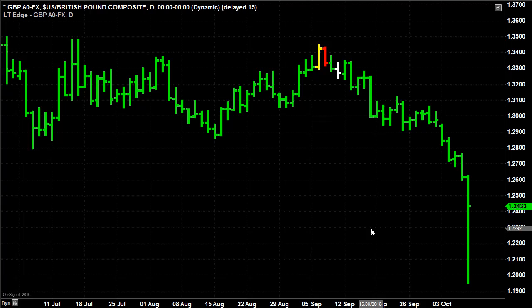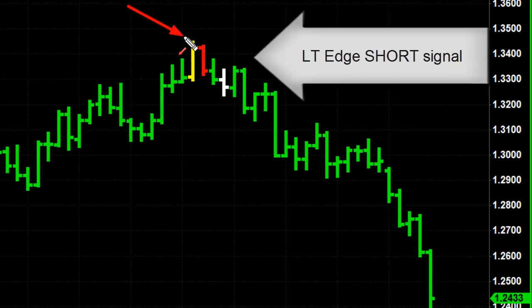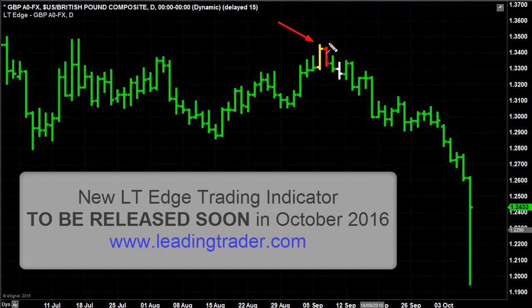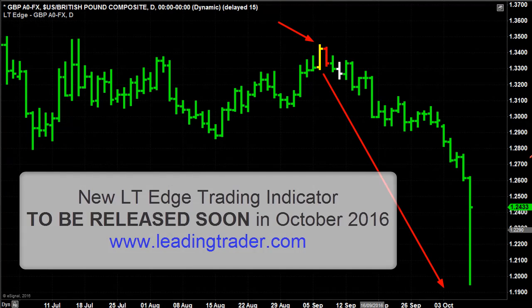But before we go on to that, I just want to give you some context and show you where we are right now in the British pound currency. So you can see that since the most recent peak in the British pound currency, there's the LT Edge short signal, which has worked out beautifully so far. Incredible move down here, as you can see, in the British pound currency.